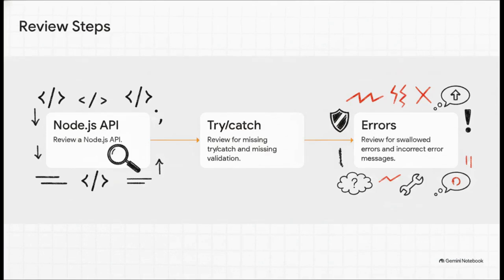So let's break down the workflow into 3 steps. Step 1, open the Node.js API codebase. Step 2, hunt for missing try-catch and missing validation. Systematically look for those missing safety nets that leave routes vulnerable, and really scrutinize that input data. And step 3, expose swallowed errors and fix incorrect messages. Dig deep, find those silent failures, and rewrite the bad messages so they actually guide a developer toward a fix. This workflow right here guarantees that every single review you do directly supports system stability.